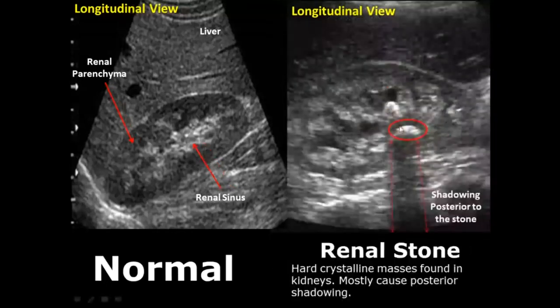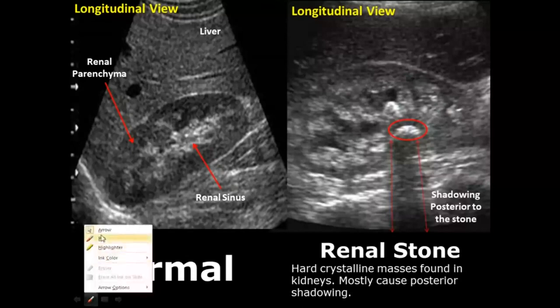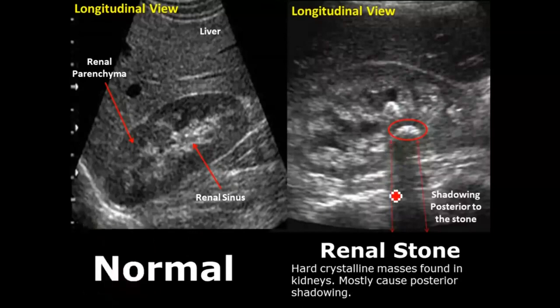Now this is the longitudinal view of a renal stone. In this you can see there is a stone lodged in the kidney and it has shadowing. It is followed by a stream of dark regions, and this is the whole kidney, and we have shadowing behind the hyperechoic stone.